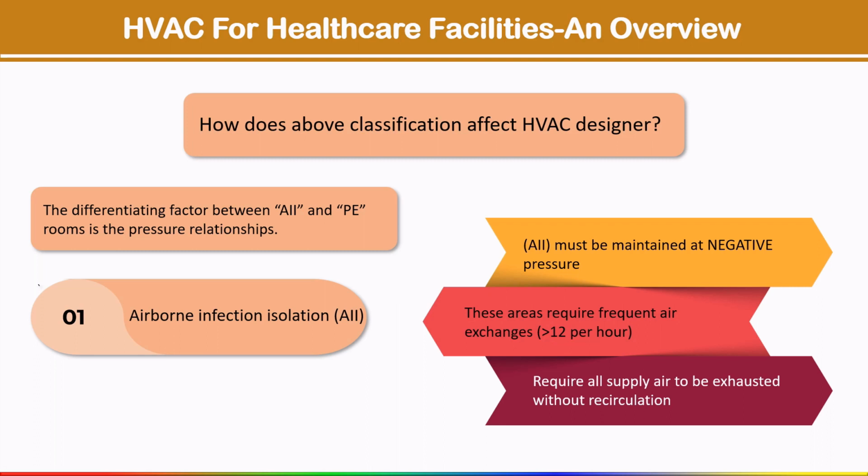So remember, in case of an airborne infection isolation room, you have to exhaust 100% of that supply air to the atmosphere. You don't need to recirculate that air. We exhaust 100% of that air, and again fresh air you can supply inside this room. So remember this point.